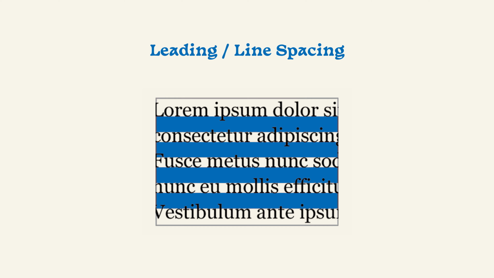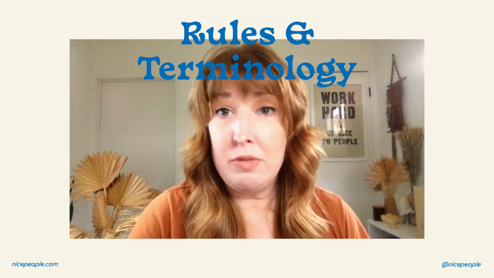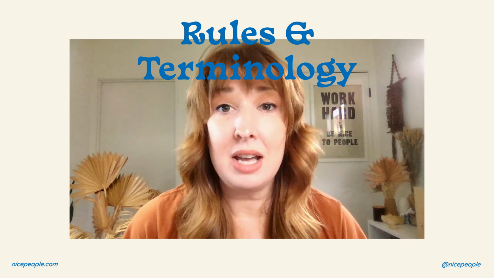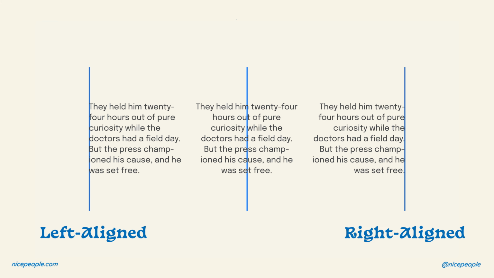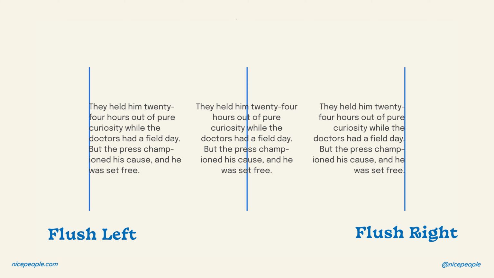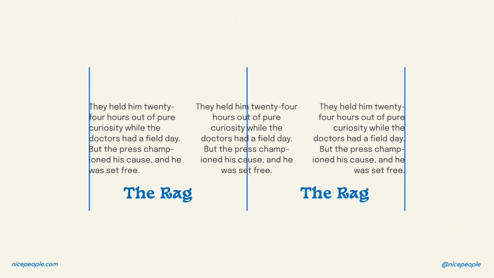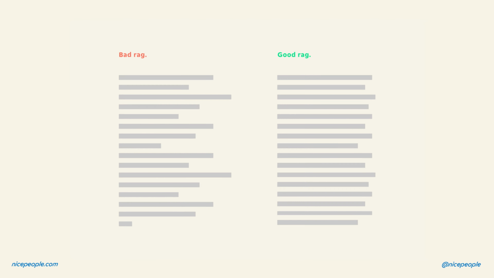Leading or line spacing should give the eye just enough space to travel between lines to the next one. Alignment refers to which side the text as a whole lines up on. Left aligned, right aligned can also be defined as flush left or flush right. And the edge that isn't aligned in both of the scenarios is called the rag. A bad rag is when it creates an ugly wedge or shape, so designers are there to create rags that aren't distracting to the reader.